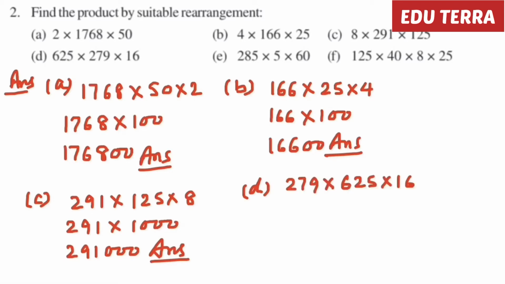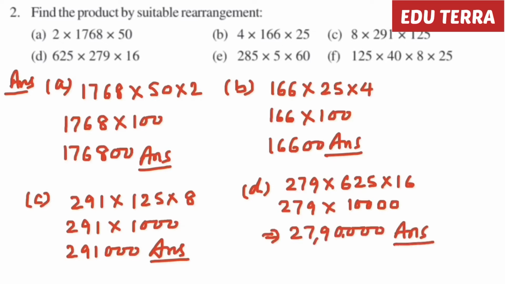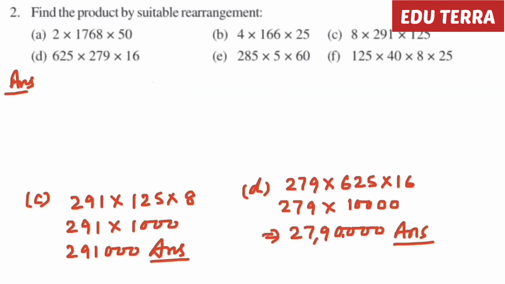Now part D, suitable rearrangement, what will we do? Now multiply and solve. See here we are getting 279 multiplied by 10,000, so it will come, it is our answer. Now remaining two parts, E and F. Part E. What is the suitable rearrangement?